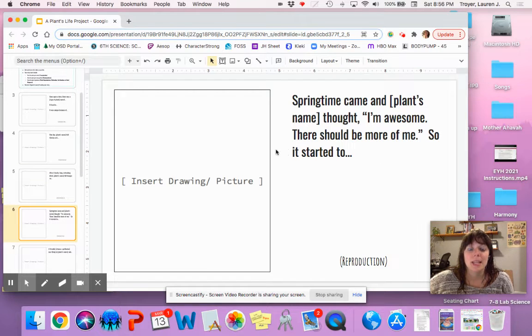Springtime came and plant's name thought, I'm awesome, there should be more of me, so it started to. And this is where it starts reproduction. And the way that most plants start reproduction is they make flowers. So this slide should talk about your plant starting to make some flowers. It's springtime. What's in a flower? Think about it. Pollen. Okay, remember, those are the male reproductive cells or sperm cells.